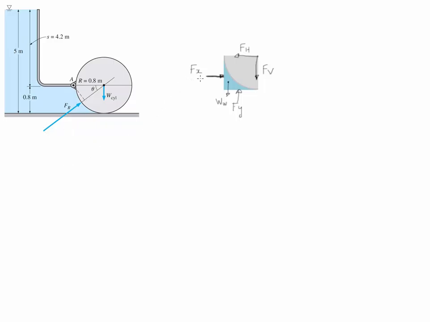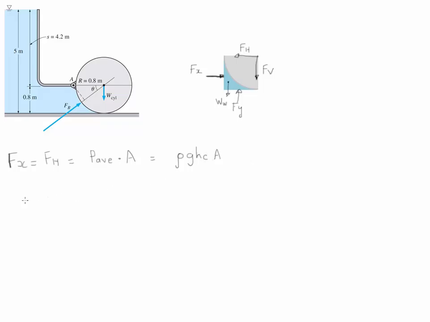Notice that for this free body diagram, the value of the horizontal force Fx is equal to Fh, which is the reaction force in the horizontal direction. So Fx is going to be equal to Fh, and Fx is simply going to be equal to the average pressure applied to this section times the area. To calculate the average pressure, we simply multiply rho, g, and hc, and we multiply it by the area.